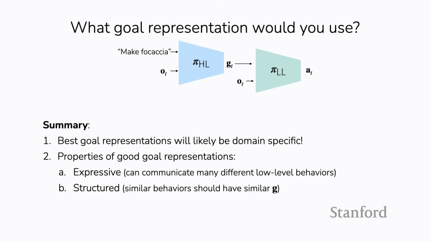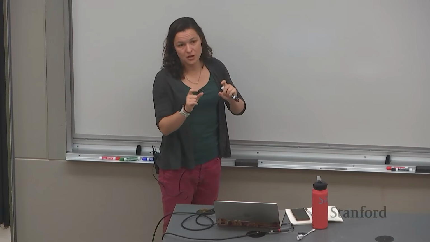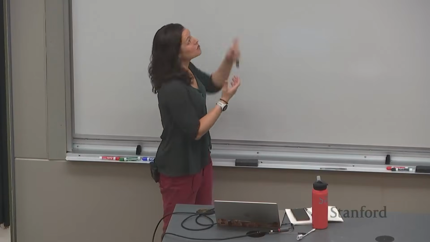Ideally, it also has some structure. For example, if your different goals are just do subtask 1, do subtask 2, it's going to be hard for your low-level policy to figure out how those relate to one another. Whereas if you have something like GPS coordinates, then 2 GPS coordinates that are very close to each other are going to have similar actions. And that sort of structure will make the learning problem a lot easier for the low-level policy.